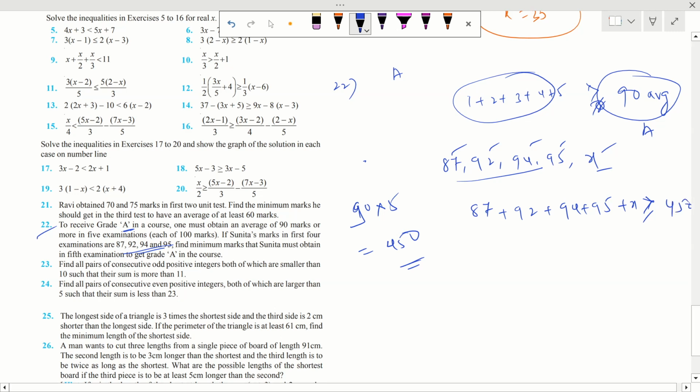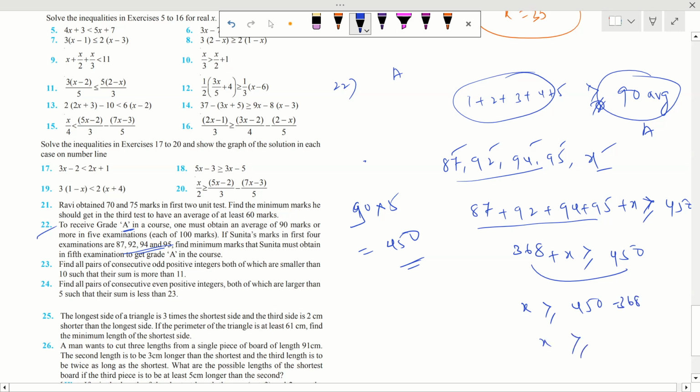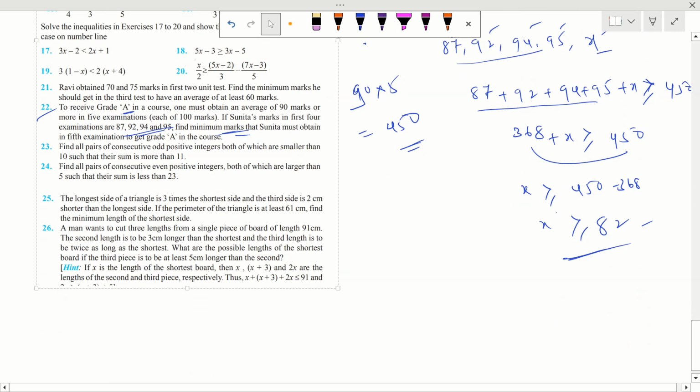Then if we add these 4, you will have 368. 368 plus x is greater than or equal to 450, and if we take this side, then it will be negative. x is greater than or equal to 450 minus 368, and we'll have x is greater than or equal to 82. So the minimum marks required in the fifth examination is 82 to get an average of 90 for scoring A grade. So minimum marks is 82. And come to the next problem.